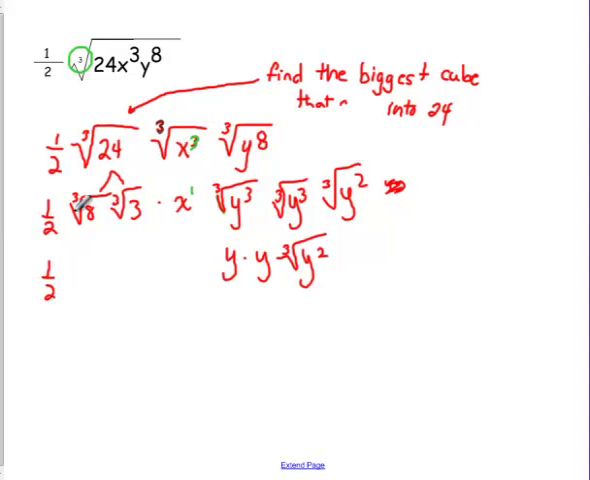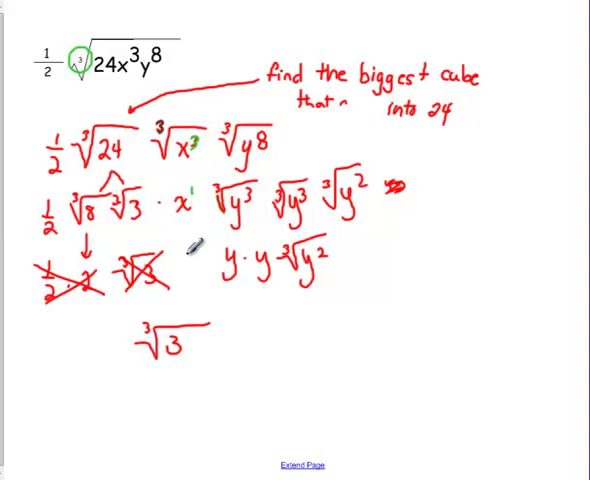Here's my 1/2. The cube root of 8 is 2. And can I take the cube root of 3? No, I can't. It's not on my perfect cube list. All right, so let's clean this up. 1/2 of 2 is 1. I have the cube root of 3.